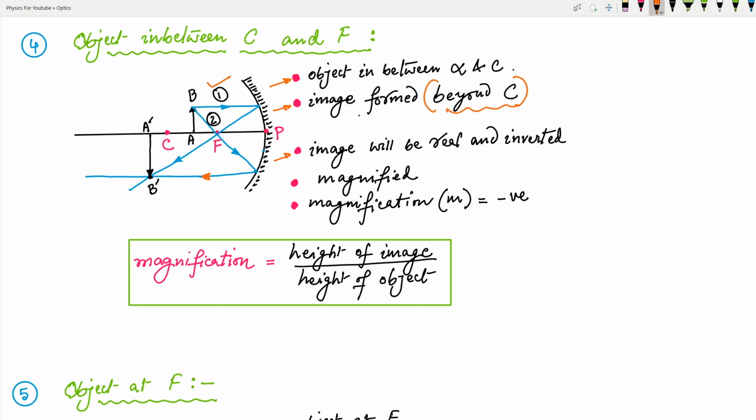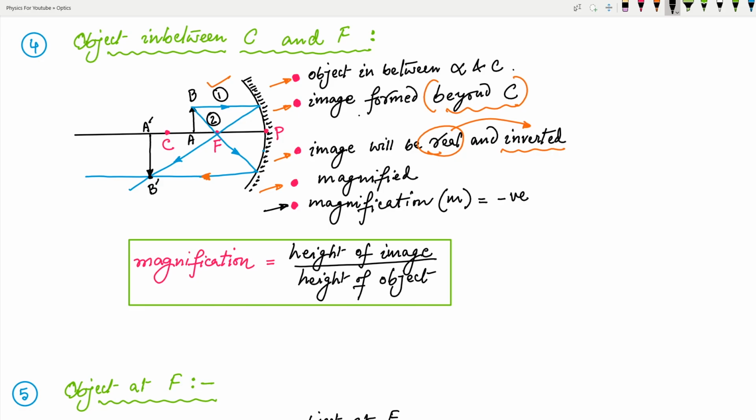Then the 3rd point, the image will be real, obviously, because the image that is obtained is due to real intersection of rays. The rays are intersecting in real. Whenever the image is real, we will get an inverted image. Simple. The 4th point, for the first time we got that the image will be magnified. So always remember, whenever the object crosses the center of curvature and moves towards the mirror, we will get a magnified image, and the image will be formed behind the center of curvature. I'll explain the story, don't worry.